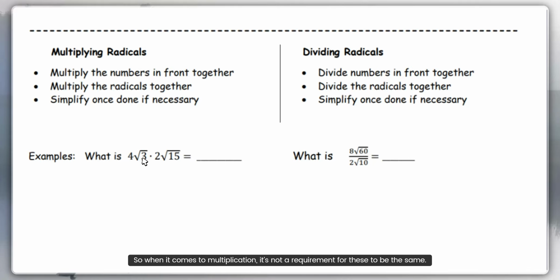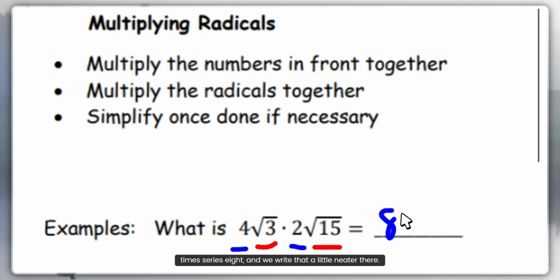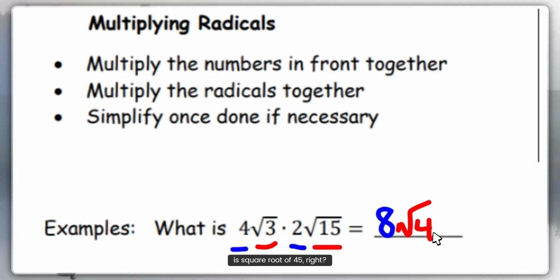So when it comes to multiplication, it's not a requirement for these to be the same. But if we're going to multiply, you just multiply the numbers out in front together. 4 times 2 is 8. And let me write that a little neater there. And then you multiply the numbers under the square roots together. 3 times 15, well, that is square root of 45.